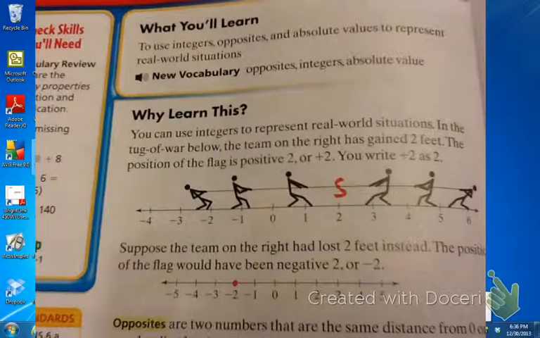All right, we are looking at page 206 in your packet that I made for you, the 6-1 Exploring Integers. So follow along with me. What you're going to learn is to use integers, opposites, and absolute values to represent real world situations. In your new vocabulary words, you're going to have their definitions for opposites, integers, and again, absolute value.